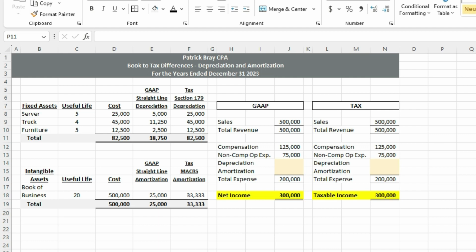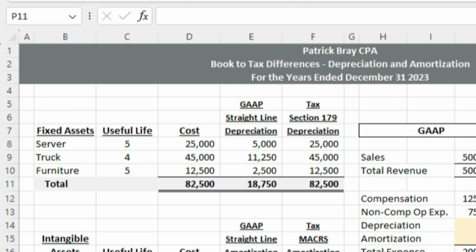All right, let's go over fixed assets first. We have a server, we have a truck, we have some furniture on our books and records. And we're going to have an accounting or fixed asset accounting policy that's going to give us some guidelines on what the useful life or useful lives should be of these assets.